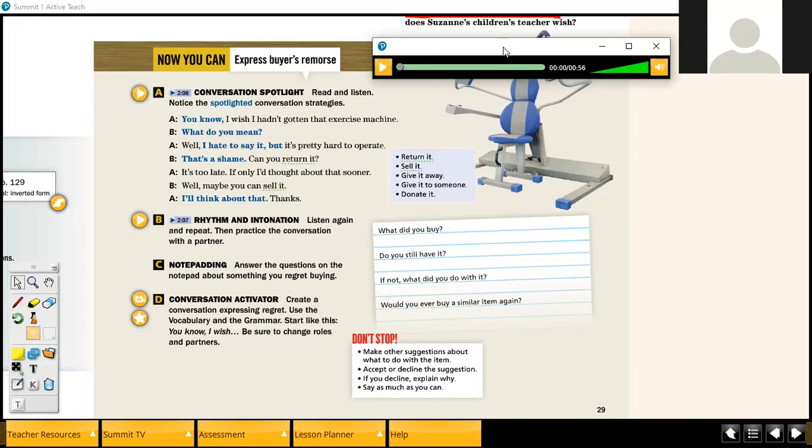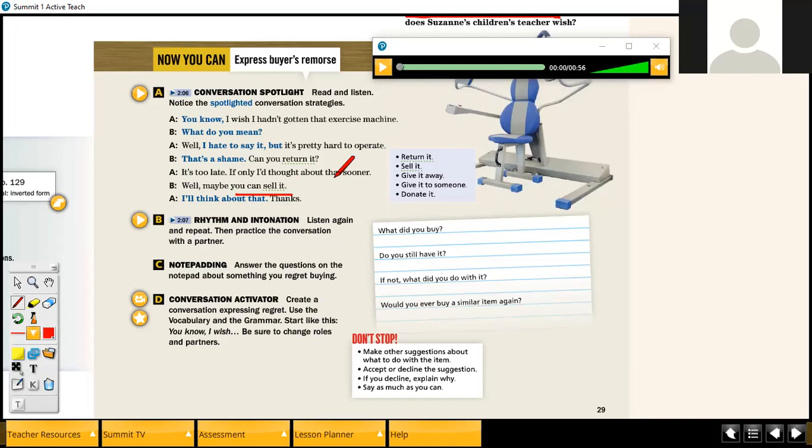Okay, so no questions with vocabulary there? No. Okay, you have some extra vocabulary that you can use, no? Like return it, sell it, give it away, give it to someone, donate it, okay? This is the vocabulary you can use in this part that says, well, maybe you can sell it. You have different options. Okay, very good.